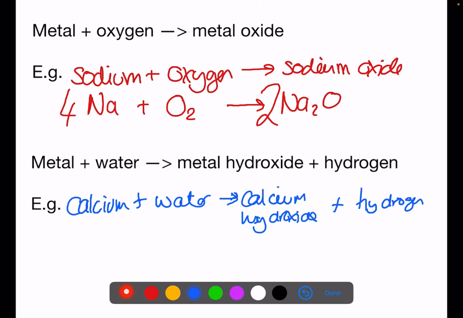Turning that into a balanced equation, we have Ca plus H2O to give Ca(OH)2, remember the brackets around the group ion, plus hydrogen, which is H2. So to balance this, our calcium is already balanced. If we put a 2 in front of the water to balance the oxygen, that will then give us 4 hydrogens, which are also balanced on the right hand side.